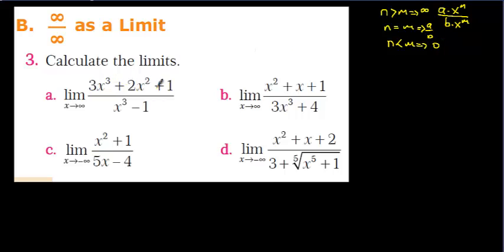Here, for the first one, when I check the powers, this is n and this is m, and as I see, n is equal to m.